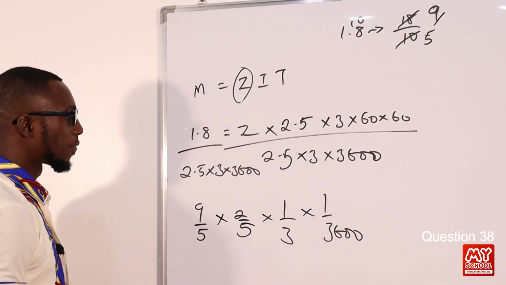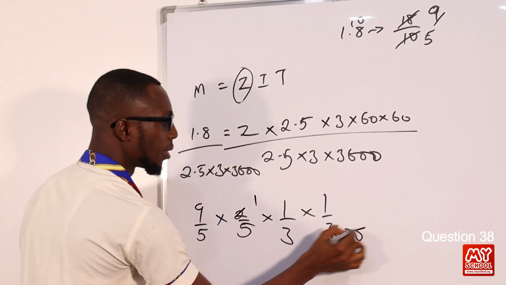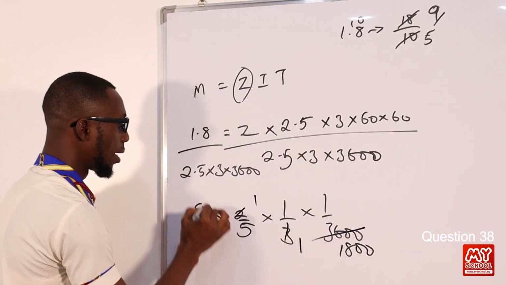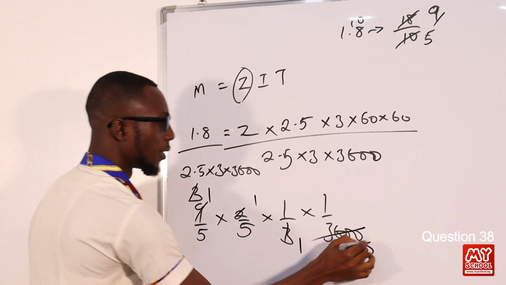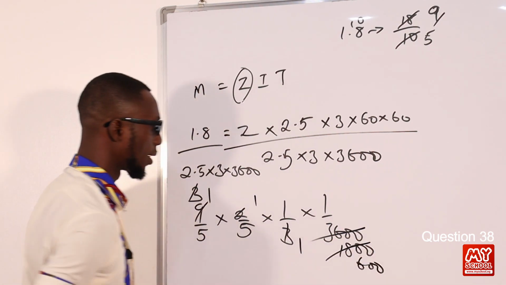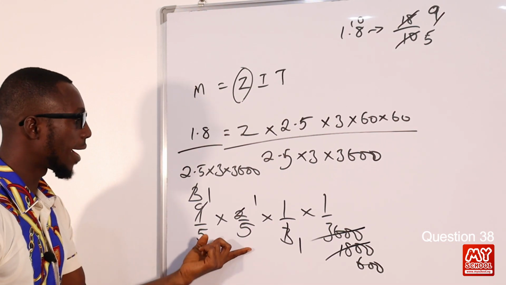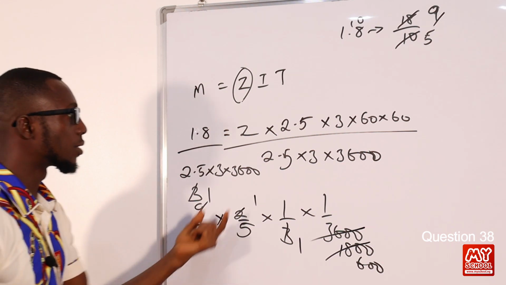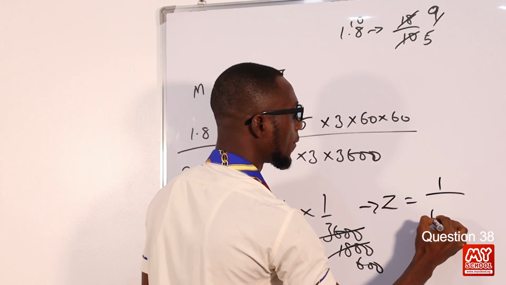All right, so from here we have 2, 1, yeah, that is 1,800. Okay, we have 3 here 1, 3 here 3. Okay, we still have 3 here 1, 3 in this, we have 600. So at the denominator we have 600 times 5, that is 3,000, times 5, that is 15,000. So for Z, we've gotten the value of Z as 1 over 15,000.